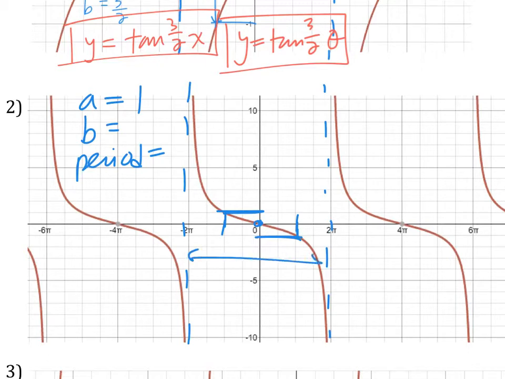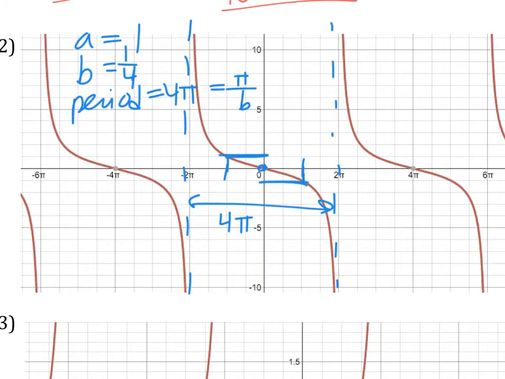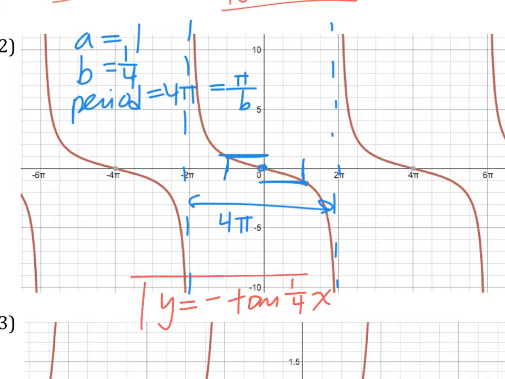Next, the period itself is 4 pi. So that is equal to pi over B. Okay, cross multiply. B is 1/4. And the last thing you want to do is look at your tangent and say, does this look like a regular one? It doesn't. It looks decreasing instead of increasing, so there's a negative involved. So the final answer is y equals negative tangent 1/4x, or 1/4 theta.